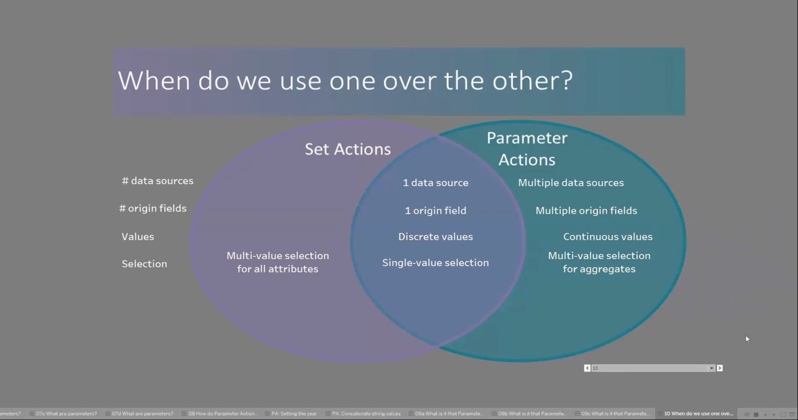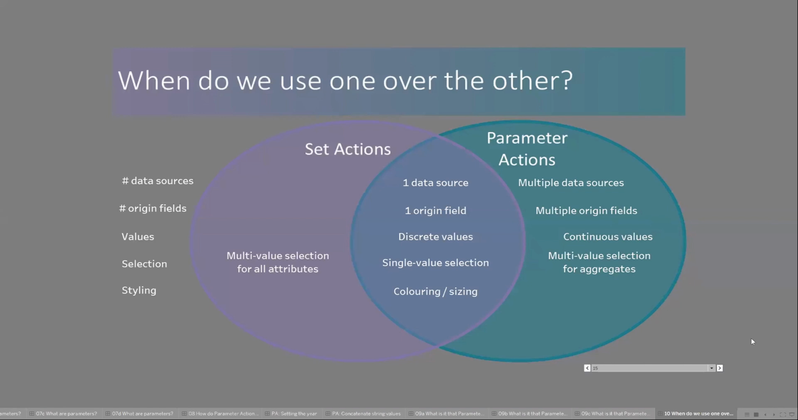If you choose to aggregate, so if you choose to have none as your aggregation, then they will not react to multi-value selection. So that's also important to note. In terms of styling, both actions can assign colors or size or even shape. If you want to color or size discretely, so only make distinct differences, then set actions might be a little easier to use because you don't necessarily need a calculated field, which you always need with parameter actions.